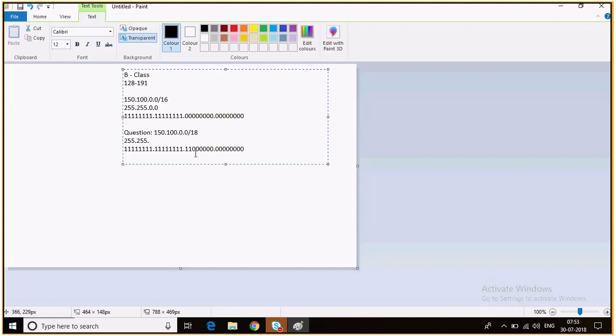255. See, the first two are 255, and the third octet will be written as 1 1 and 6 0. So what is the decimal equivalent for this binary? This is 192, and the last octet will be 0. Convert this simple binary into decimal, and I'll get the expanded notation.